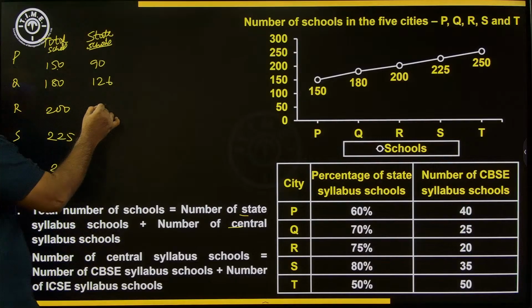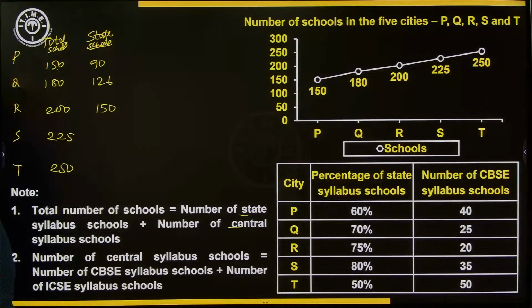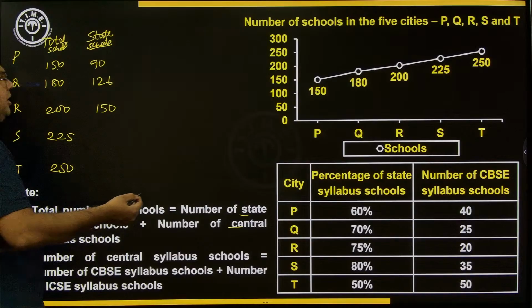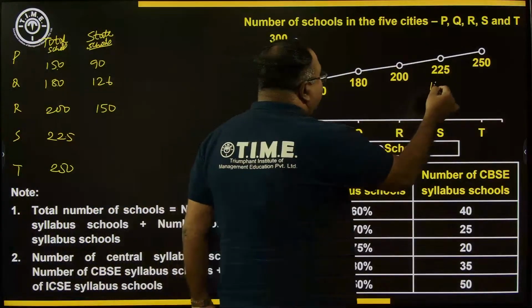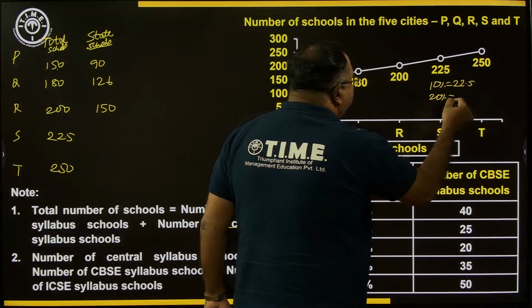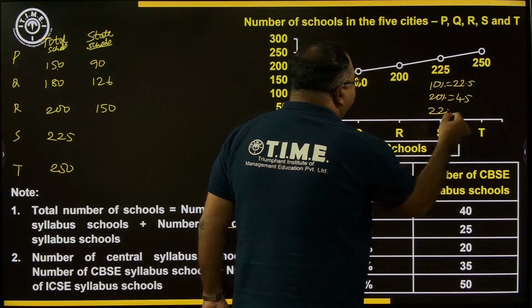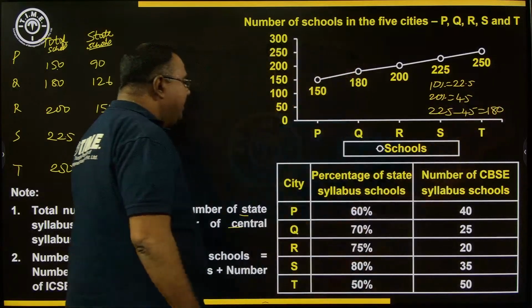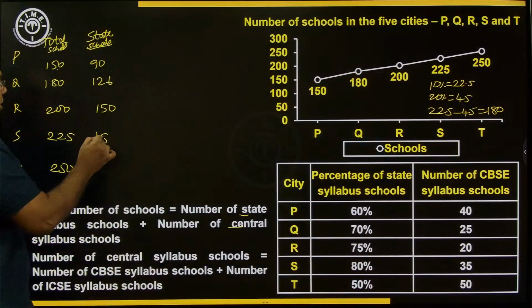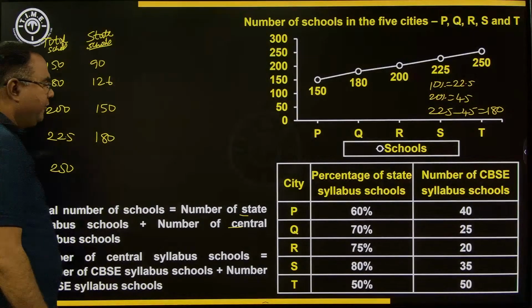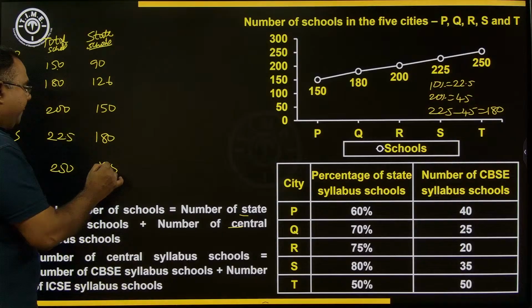So it has to be 150. 4 goes 50 times, 3 into 50, 150. 80% are state schools, so remove 20% from this. 10%, 22.5. 20%, 45. 225 minus 45 will be my 180. These are my state schools. Don't do 80% of this; I want 80% of this, so remove 20%. 250, 50%, it has to be 125.